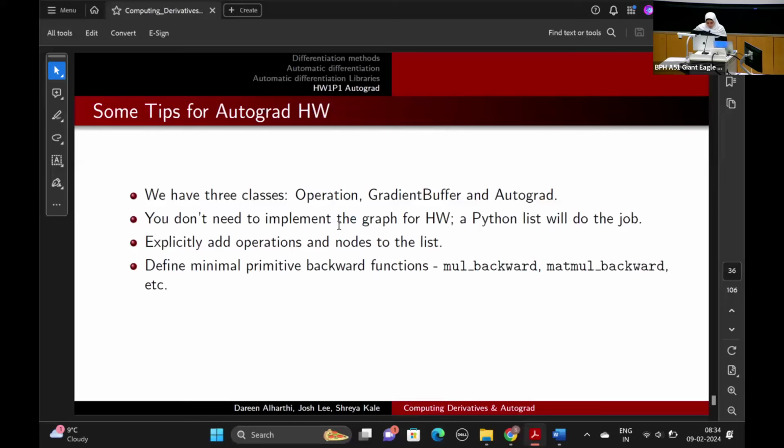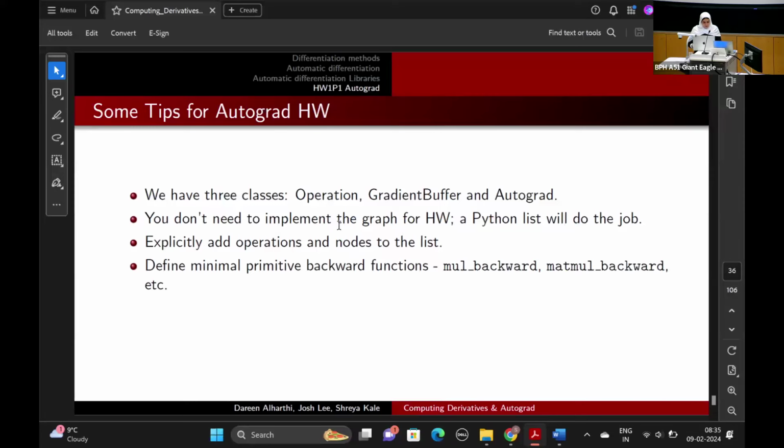The operation list is a Python list used to store the sequence of operations performed on the input data. In this implementation, we will use a simple Python list. We will not use a computational graph like we saw in TensorFlow and PyTorch. The reason is that, regardless of the actual network architecture you construct, there is a sequential order in which you perform the operations. So it will be easier to use a list, and the list will do the job.